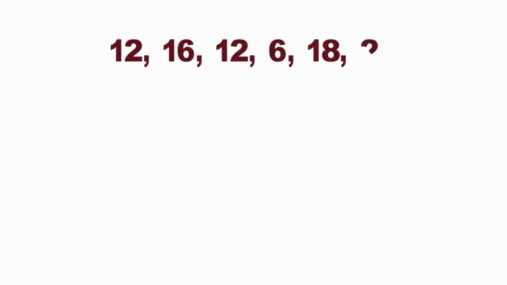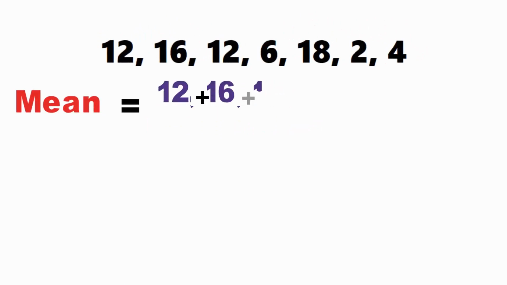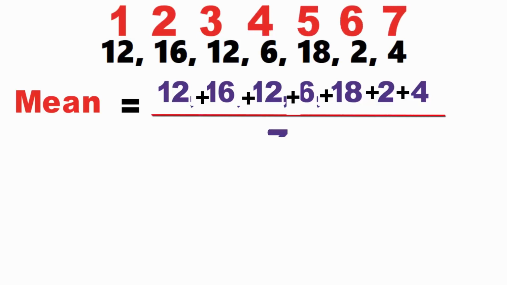For example, look at this set of numbers: 12, 16, 12, 6, 18, 2 and 4. Okay, let's find out the arithmetic mean of these numbers. We know that it equals the sum of values divided by the number of values. The sum of values would be 12 plus 16 plus 12 plus 6 plus 18 plus 2 plus 4. There are 1, 2, 3, 4, 5, 6 and 7. Here are 7 values. Now, we divide this sum by 7.